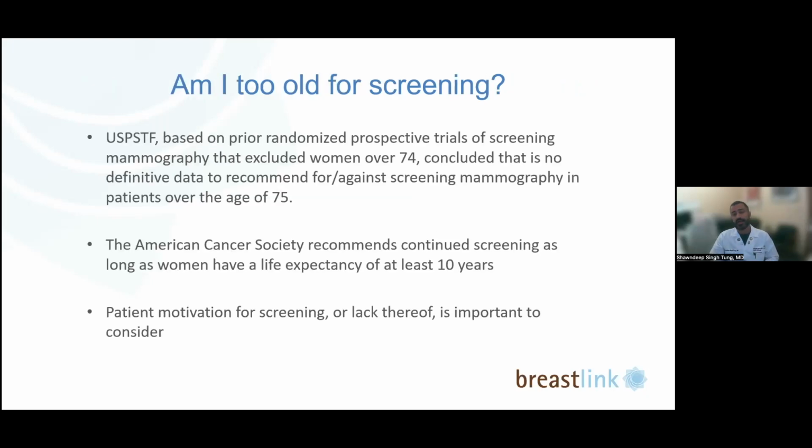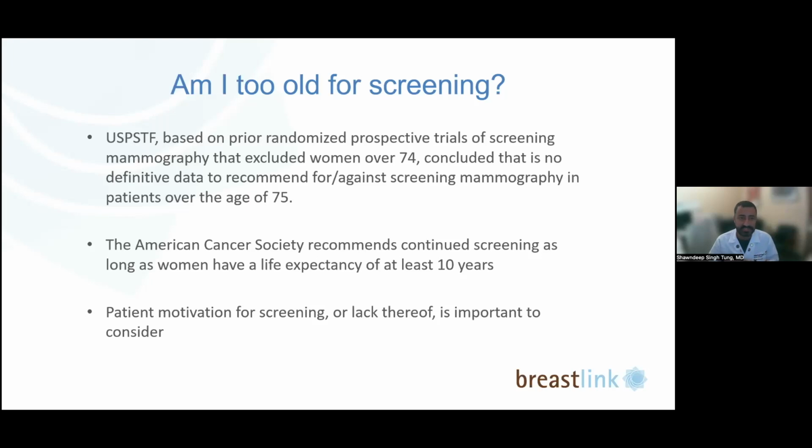So another question that I commonly get is, when do we stop screening? I have a lot of patients who have primary care physicians who essentially, after the age of 70 or 75, tell the patients that they don't necessarily need imaging. Now, that's a bit of a sticky situation, because nowadays women are living longer, and the thought process is that if a woman has a life expectancy of greater than 10 years, then certainly we should consider screening them for any breast cancers.